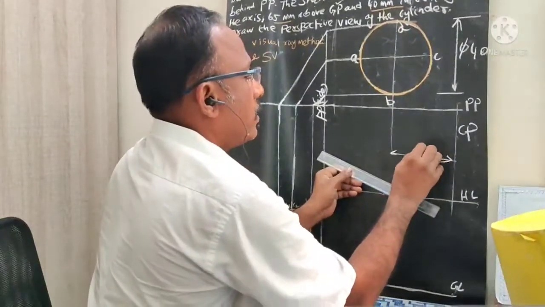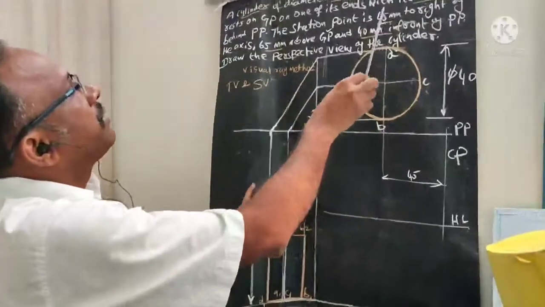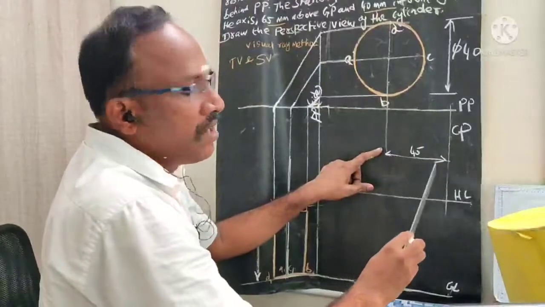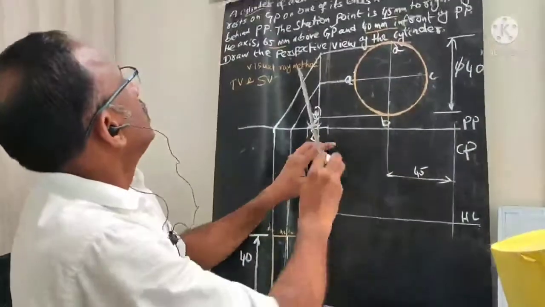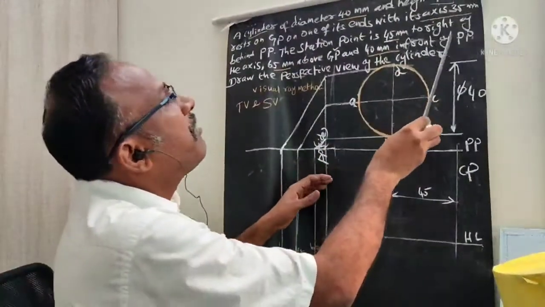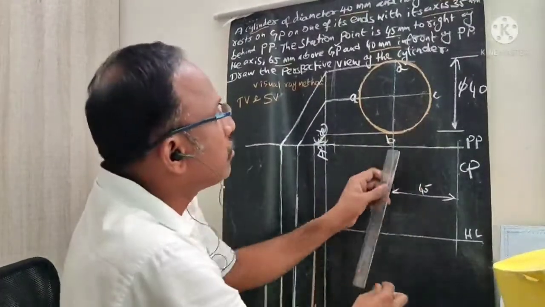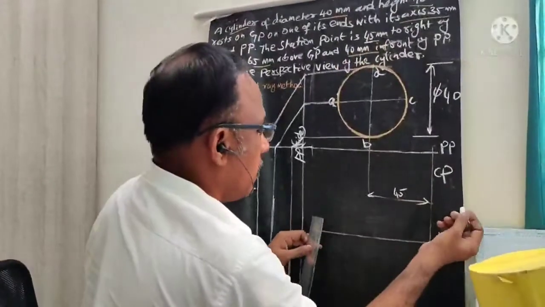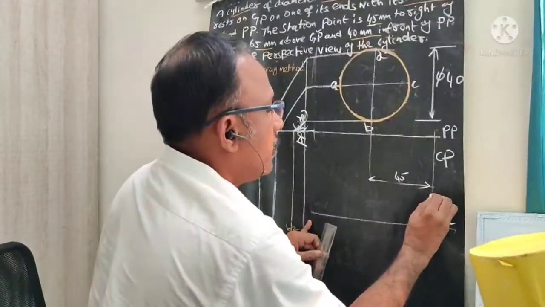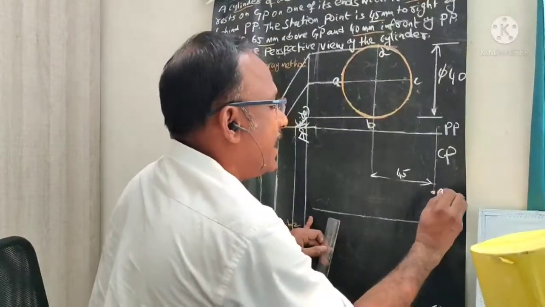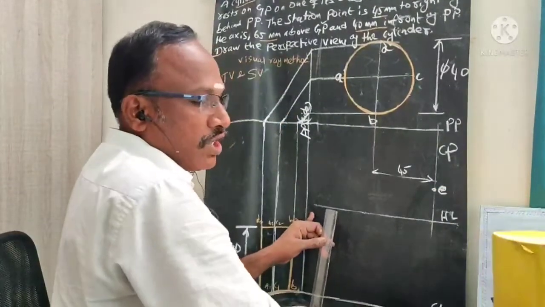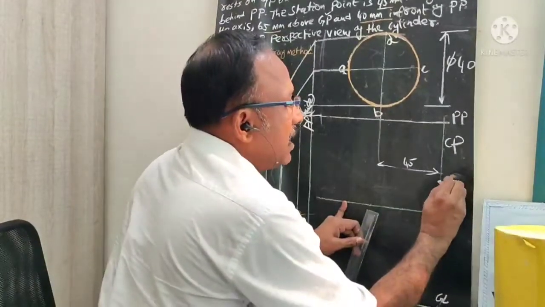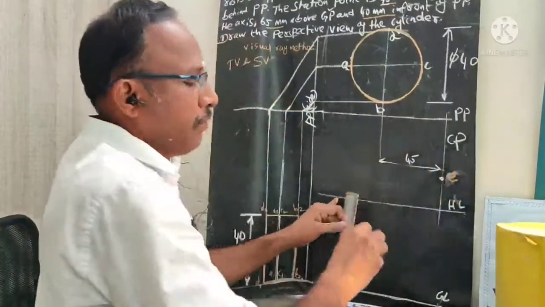Why is it given? The station point is 45 mm to the right of the axis. From the axis I draw one CP line for 45 mm. Now the station point is 40 mm in front of PP. This data is to be used. From the PP line, this line, I want to mark this 40 millimeter. So you will get it like this. This is my point, I call this E. E is nothing but the station point in top view.